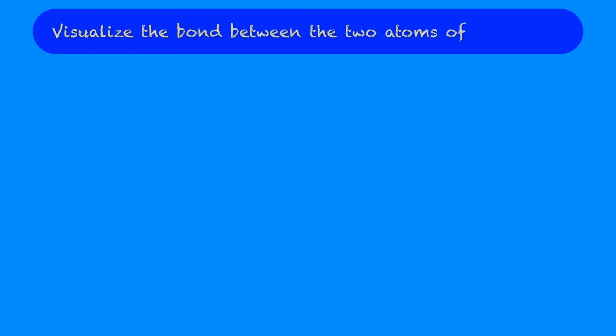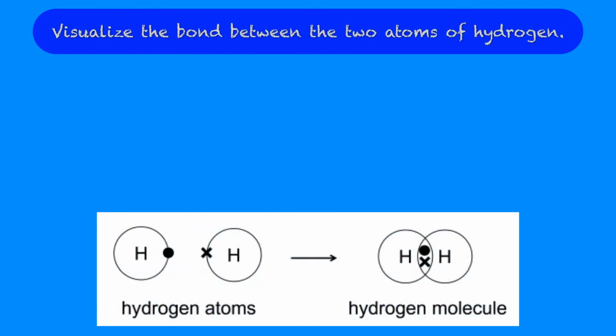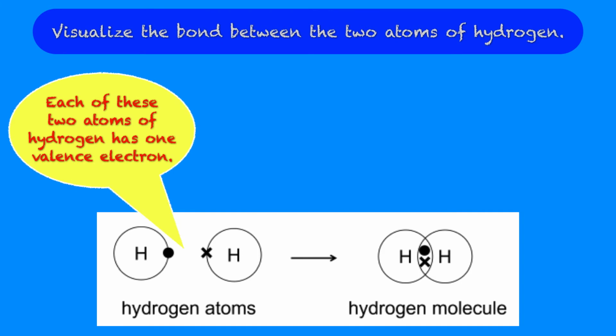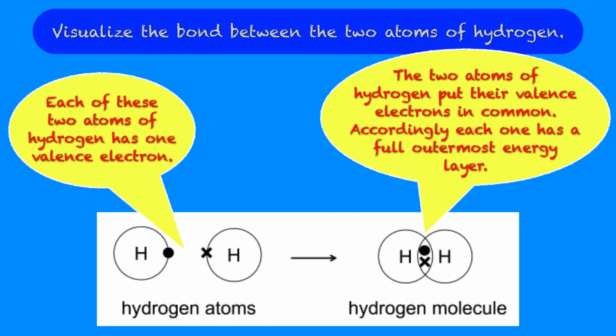Right now, at any time we have a bond between 2 non-metal elements, we have to think of covalent bond. Tell me, Khalifa, in a covalent bond, will an atom gain, lose, or share electrons? They will share electrons. It's clear. Each of these 2 atoms of hydrogen has 1 valence electron. So they put their electrons in common in order to have a full outermost energy layer. Accordingly, a covalent bond is created between these 2 atoms.